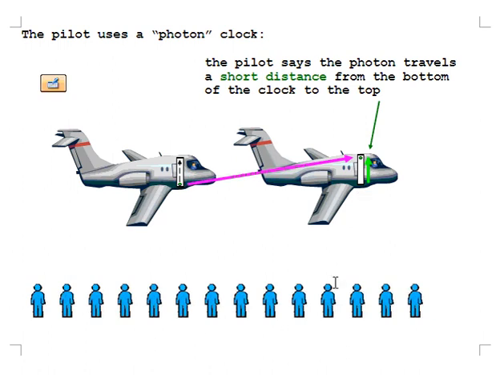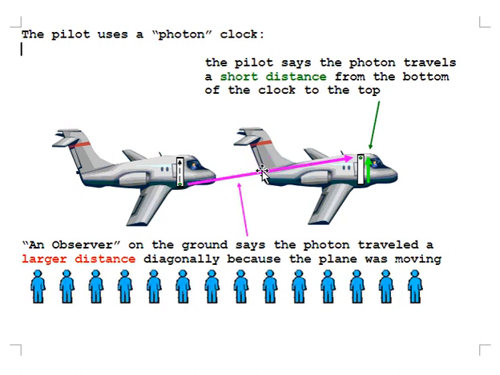So these people down on the ground, if they were watching the same clock, an observer, the people on the ground, would see the photon travel a longer distance, right? It would actually be traveling sideways, this direction, and up at the same time. So they'd actually see it travel like the hypotenuse of a right angle triangle. They'd see it travel a larger diagonal distance because the plane was moving relative to them.